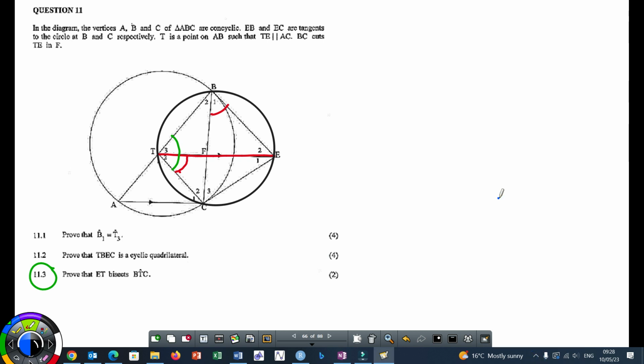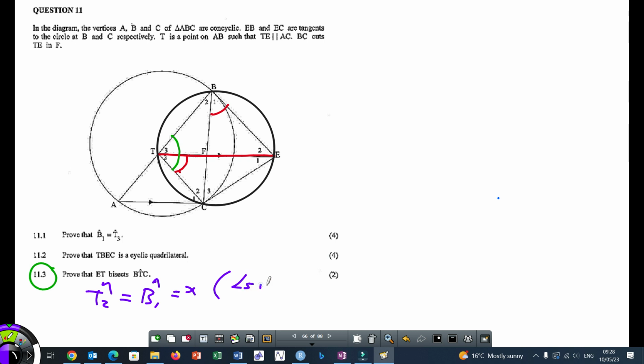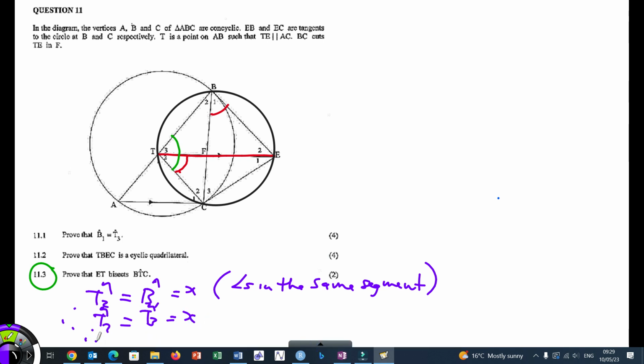Let me just write it properly. So, to prove this, we are going to say T2 is equal to B1. They are both equal to X. And our reason here will be angles in the same segment. Then we say, therefore, T2 is also equal to T3, and they are both equal to X. Then we write our final conclusion and say, therefore, ET bisects angle BTC.